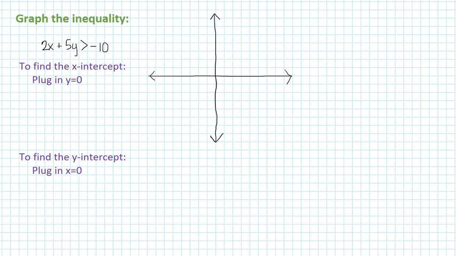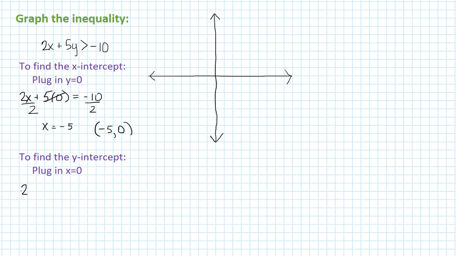So we're first going to find the x-intercept by substituting y with 0, and that gives us 2x plus 5 times 0, so that cancels, equals -10, and then we divide both sides by 2, and we get x equals -5. So that means we have a point at -5, 0, and then we're going to find the y-intercept.